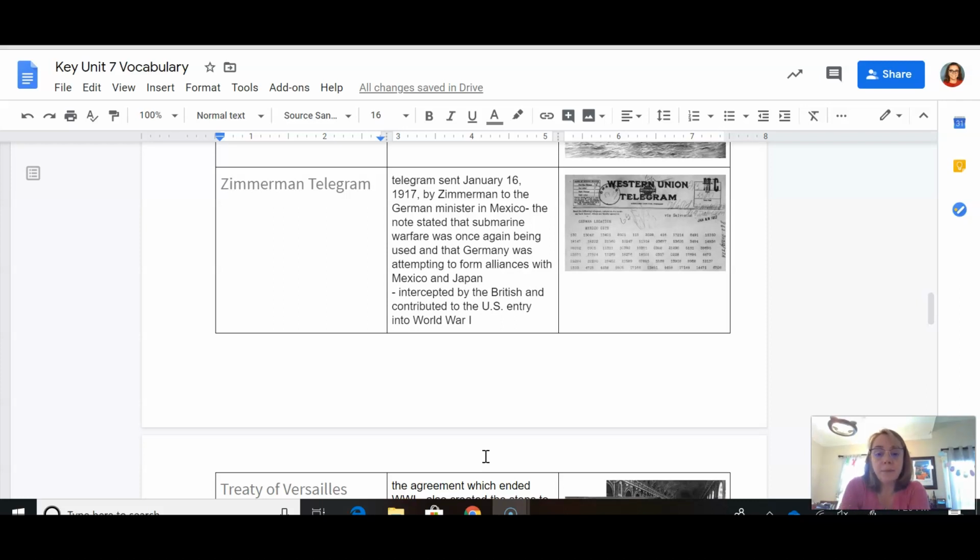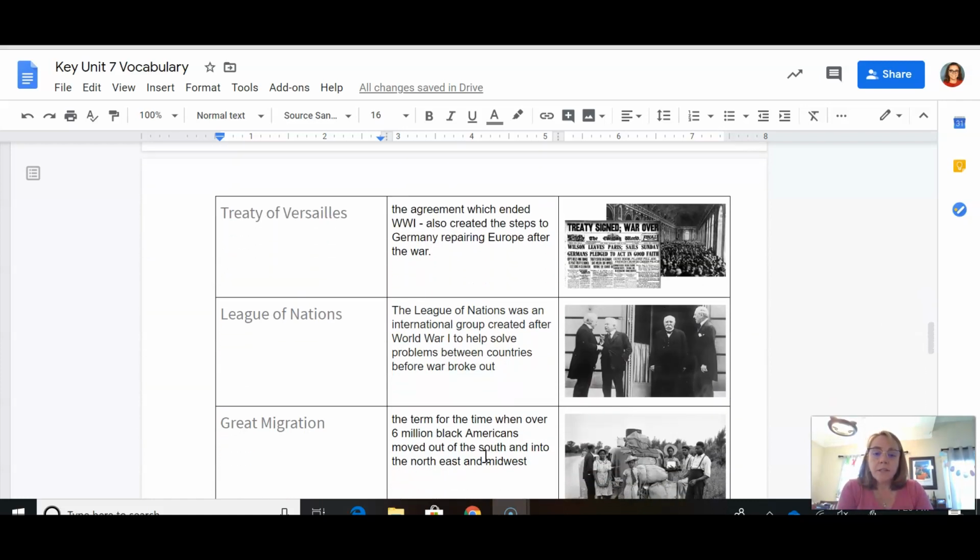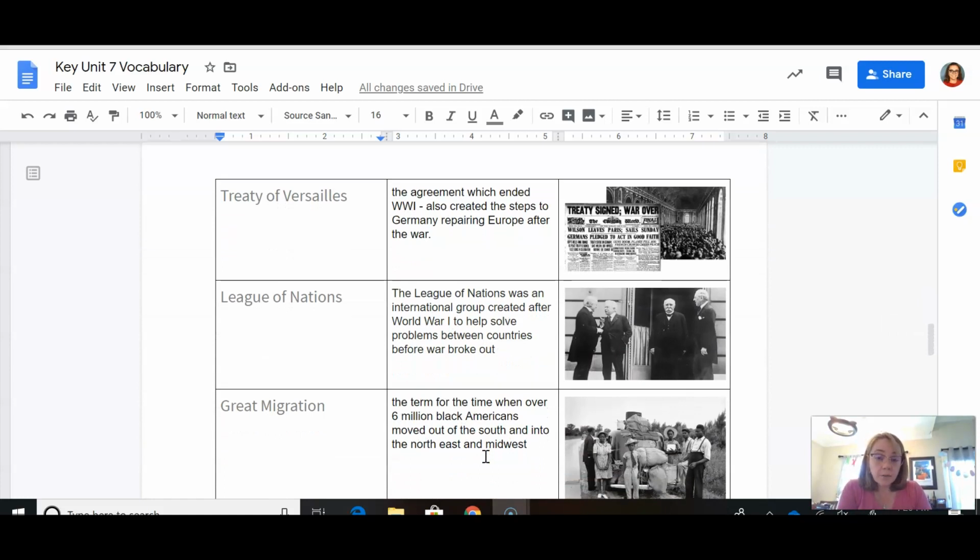Right? It was intercepted by the British, and it contributed to the U.S. entry into World War I. Obviously, the United States wasn't happy about that. The Treaty of Versailles, which is the agreement at the end of World War I that ends the war. Right? A treaty just means that both sides agree to stop fighting. So this ends the war, and it creates all the steps to Germany repairing Europe after the war. A lot of people say that the Treaty of Versailles is what actually is the major cause of World War II, which we'll get to later.